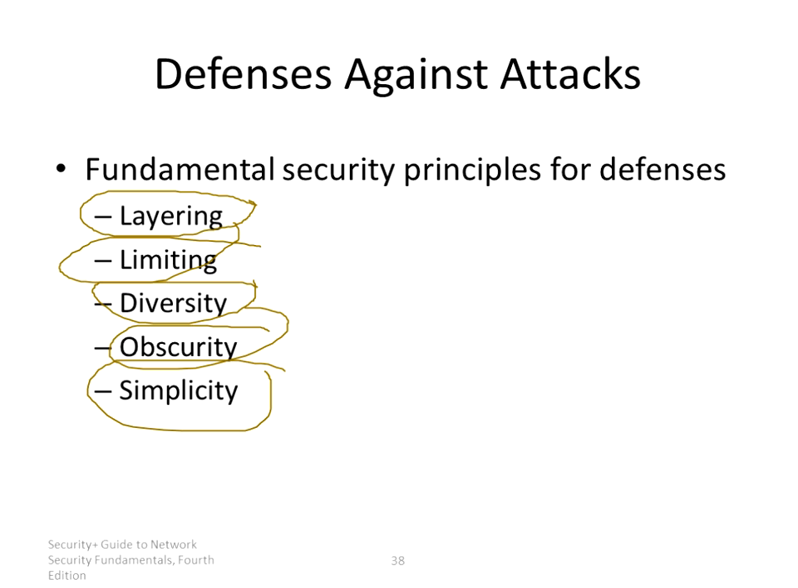Okay. So we have layering, limiting, diversity, obscurity, and simplicity. So these are the different categories that we have. All right.